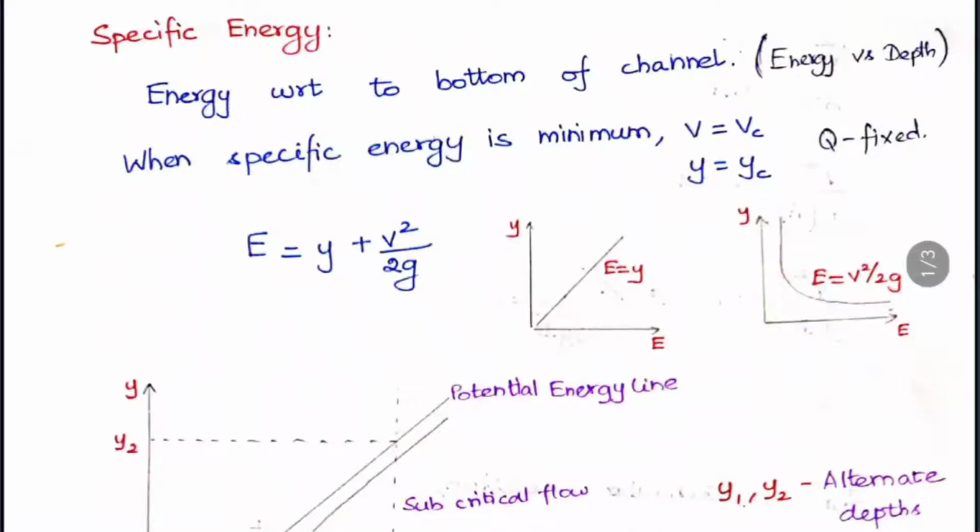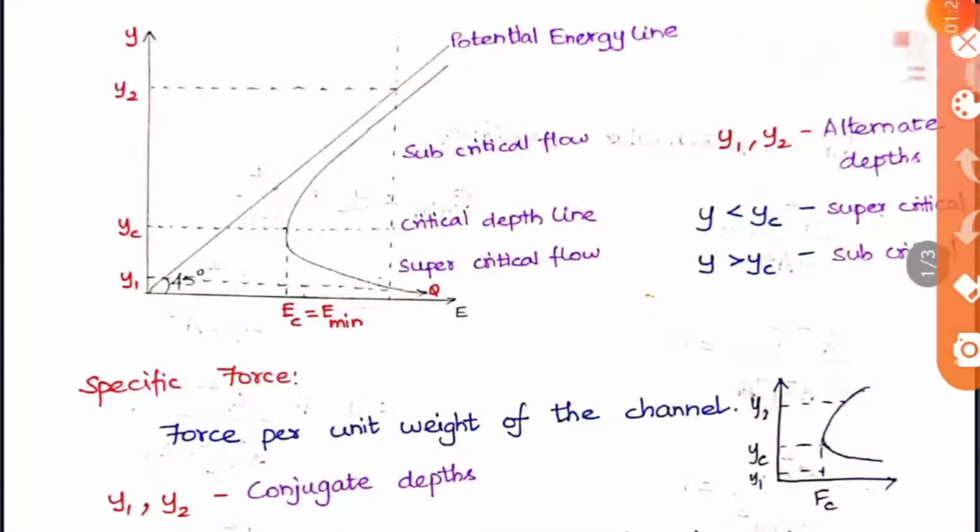So we fix the Q value and vary the depths alone, and find the respective energy. We know that the energy E is equal to Y plus V square by 2G. With respect to this we draw the graph. So here the graph is given, with energy on the x-axis and the depth of the water, or of any fluid, on the y-axis.